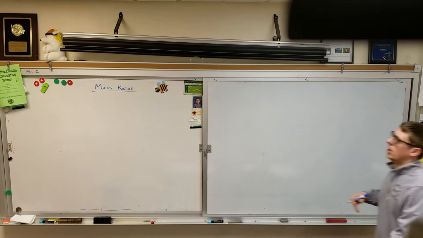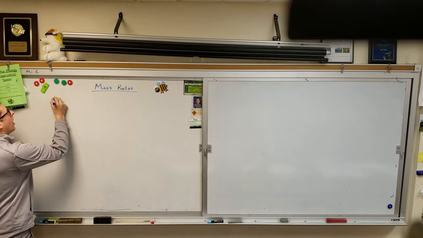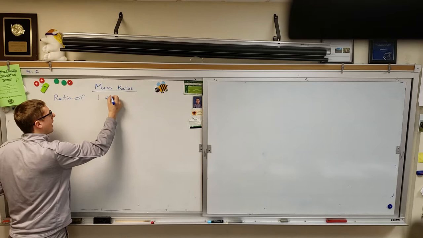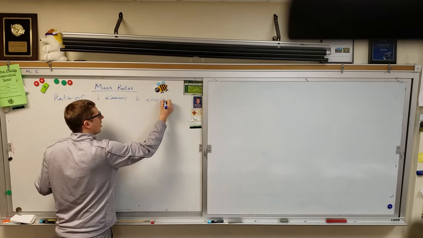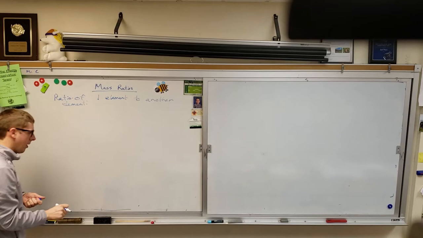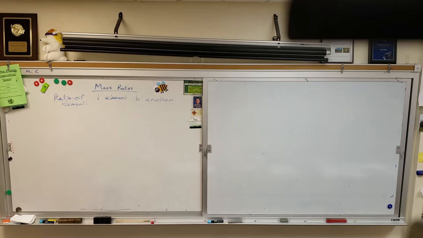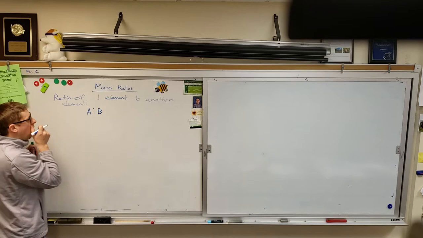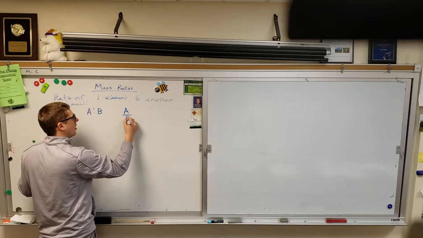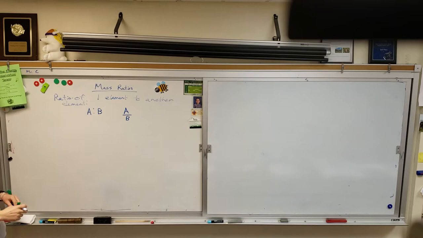First of all, mass ratio is just going to be the ratio of one element to another element. And you can represent it in a couple of ways. You could represent it with the colon, like I saw some of you doing yesterday, like A to B, or you can do it like a fraction, A over B. I oftentimes prefer to use this version just because I can deal with fractions a little bit more easily.